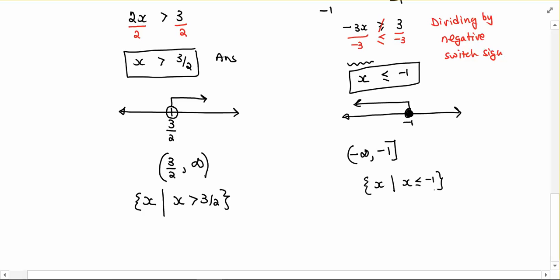All right, so that's a good start. We'll take a look at compound inequalities coming up.